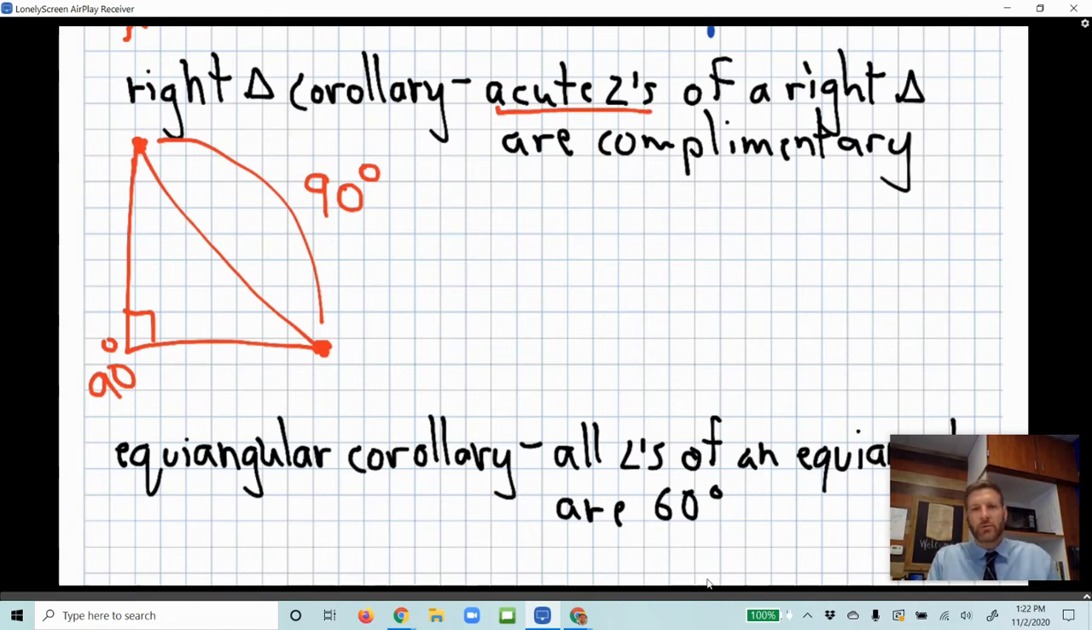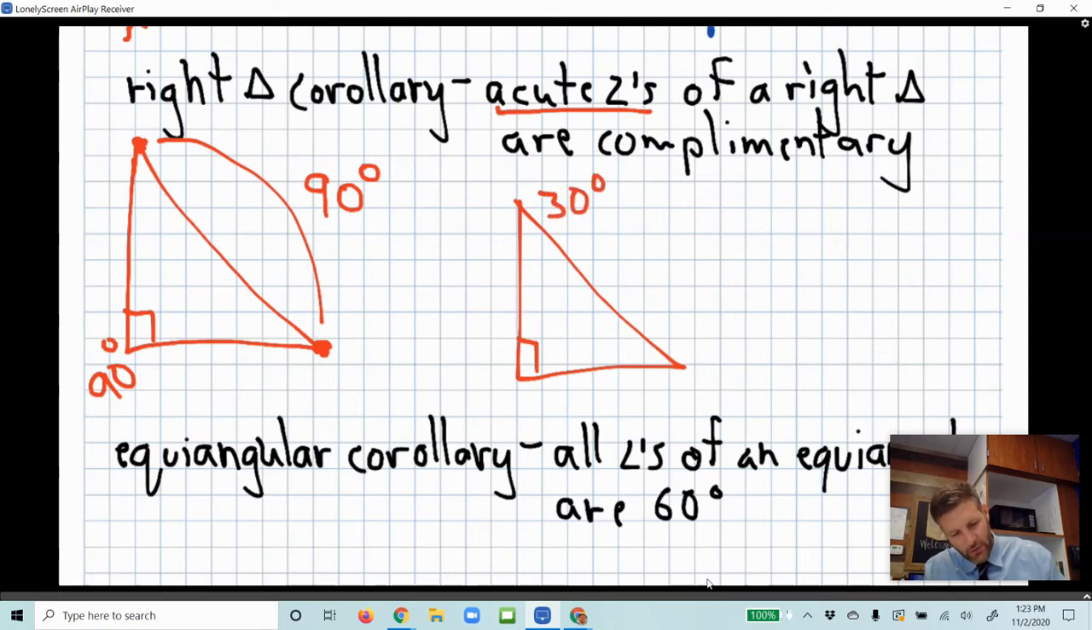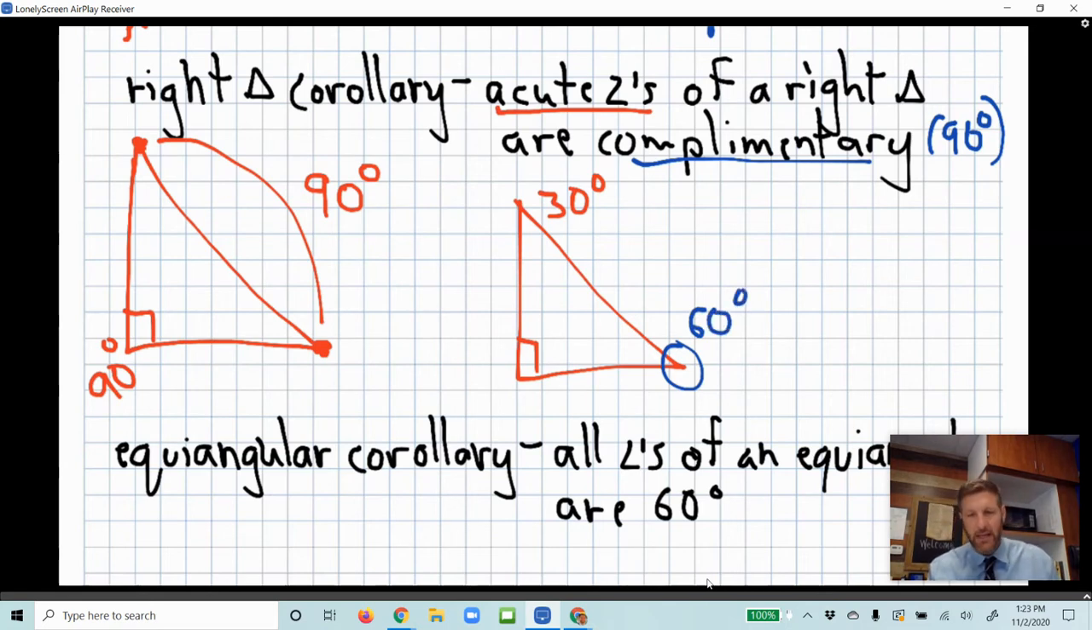So when you have a right triangle, you don't have to worry about everything adding up to 180. You can just know the two non-right angles have to add up to 90 degrees. For example, if you had a right triangle, and they tell you this is right, and then they tell you that this angle up here is 30 degrees, then you know that the other angle down here must be complementary, must add up to, we could put a little note there, 90 degrees. That means this other angle would have to be 60 degrees, because 60 plus 30 is 90. Your other 90 is always taken up by that right angle. So that's the right triangle corollary.